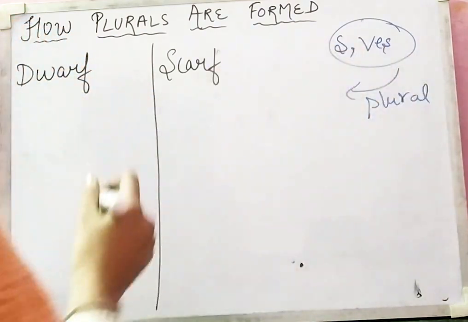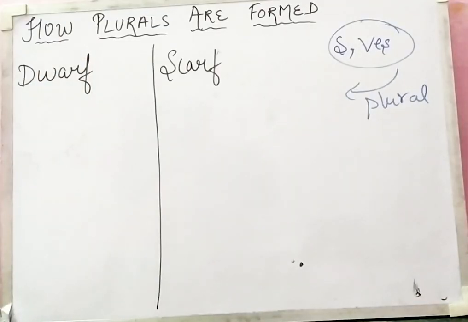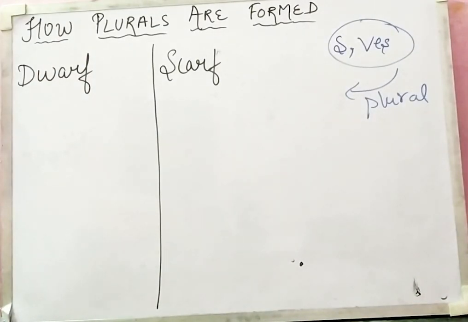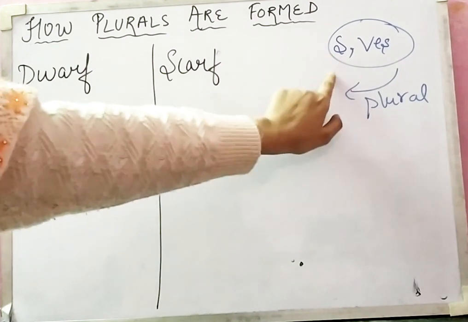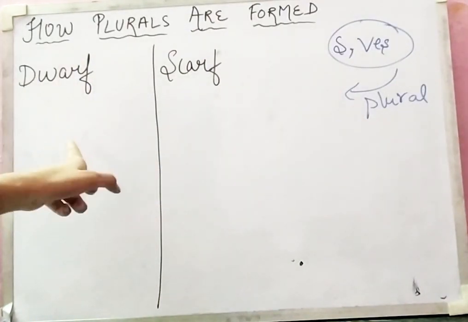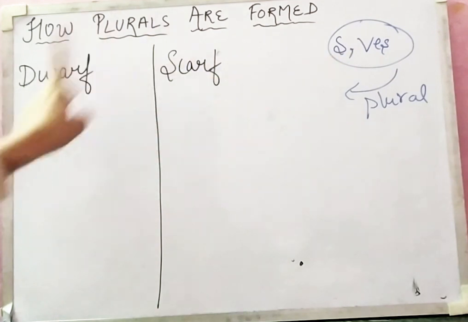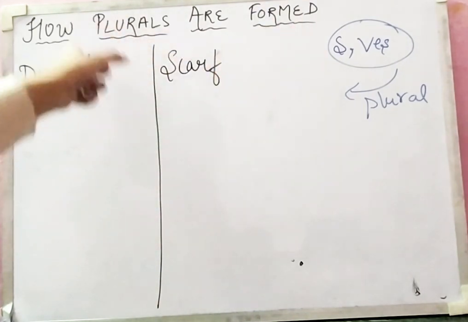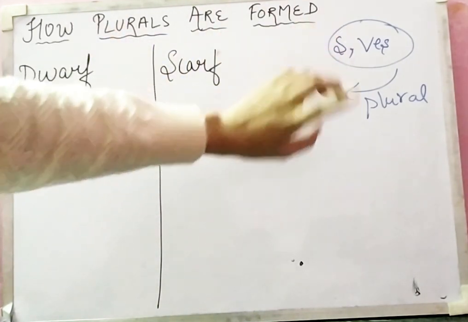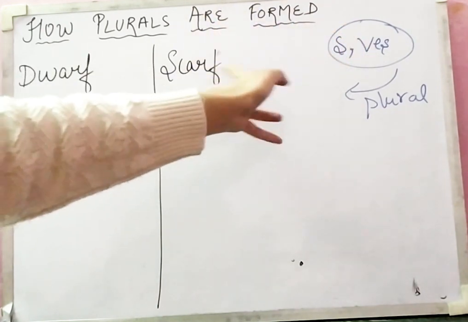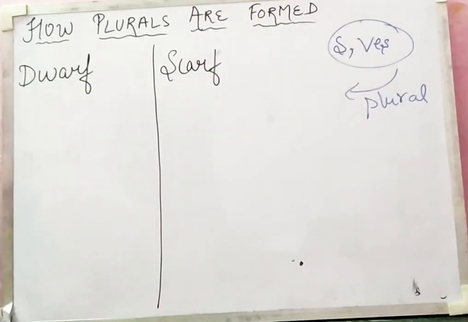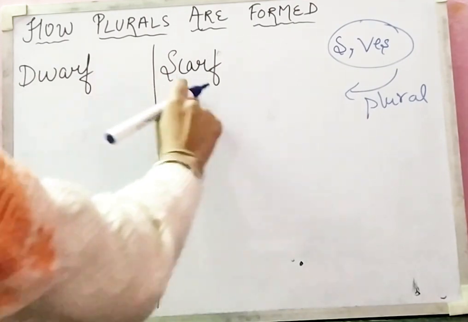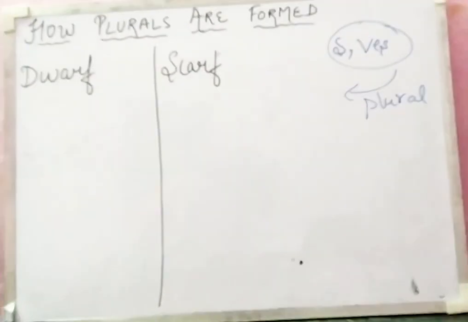These are some words like dwarf. So in dwarf we can add s to make it a plural, as well as ves in dwarf to make it a plural. Similarly, the case is with scarf also. We can add s to make it a plural, and similarly we can make plural by adding ves instead of f. So these are some examples.